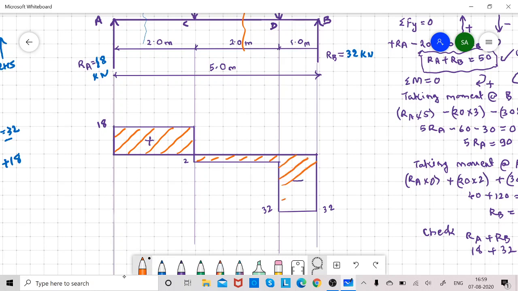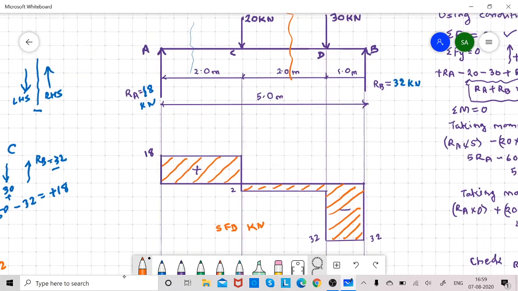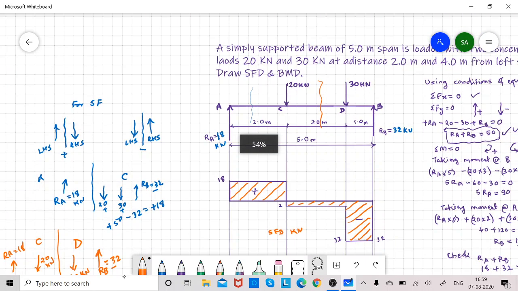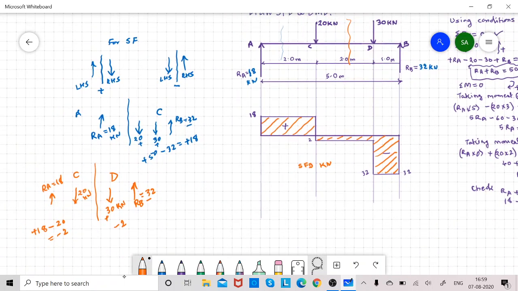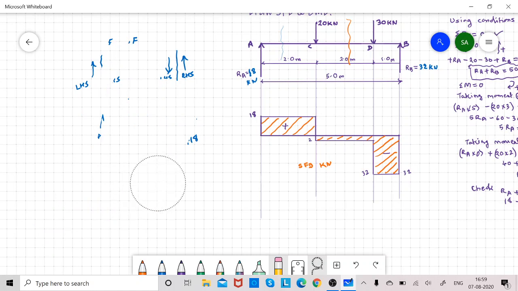So this completes our shear force diagram, SFD. Unit is kilonewton. Now the next job is to draw the bending moment diagram. For that, we will use the sign convention for bending moment, like this.